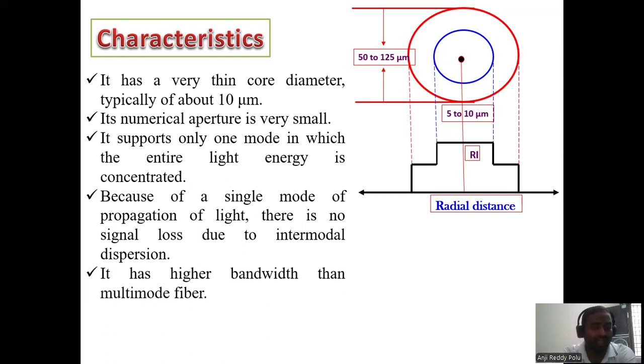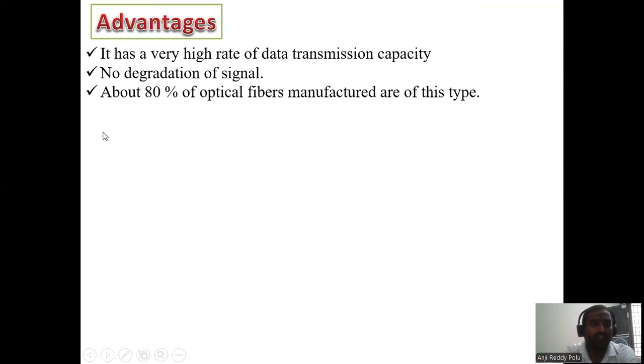And finally, this has a higher bandwidth than multimode fiber. Okay, if there is no loss, then bandwidth is higher. Here there is no loss due to intermodal dispersion, so automatically bandwidth is higher. If more bandwidth, we can send more data at a time. The advantage of this one is it has a very high rate of data transmission capacity. Because there is no loss, we can send more data, with no degradation of the signal.